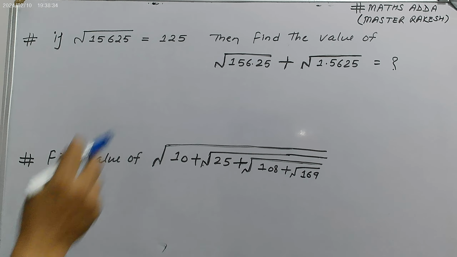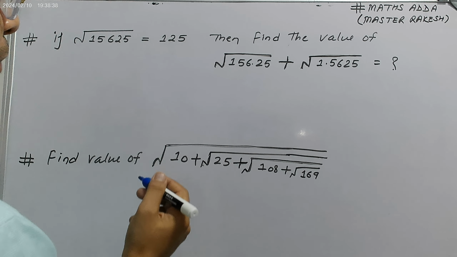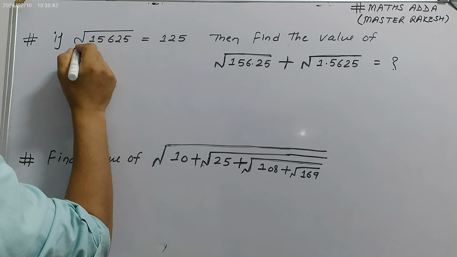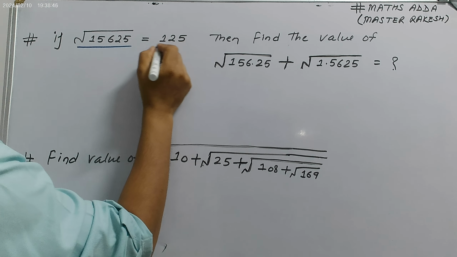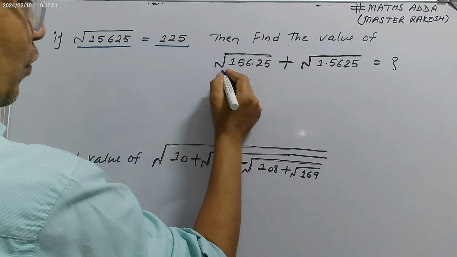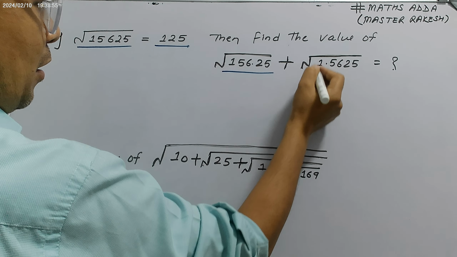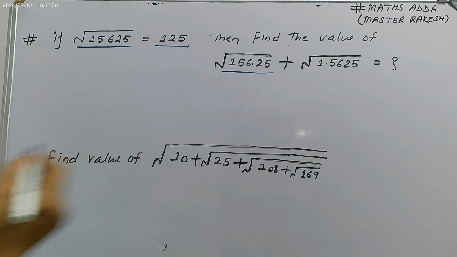There are two questions of square and square root. These are numerical based questions that come in competitive examinations. So the question is like this: if the square root of 15625 equals 125, then find the value of root 156.25 plus root 1.5625. You have to derive the value of this.